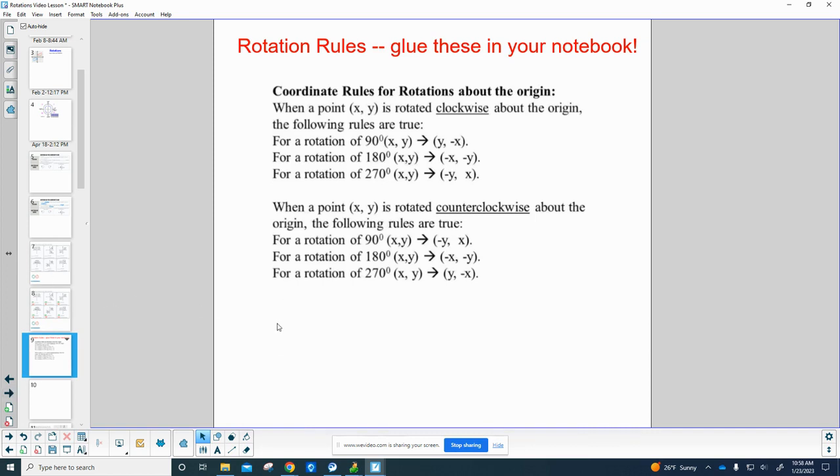Now here are some rules. We're going to hand you out a piece of paper in class, or you'll be able to print off of our website. These are the rules for each of the different kinds of rotation. So for clockwise rotation, a 90 degree, 180, or 270 degree rotation will result in this change in the original coordinates. So if you know the original coordinates, and if you follow this rule, you can write the new coordinates after that rotation. If you want to look at the counterclockwise rotation rules, these are listed right here.